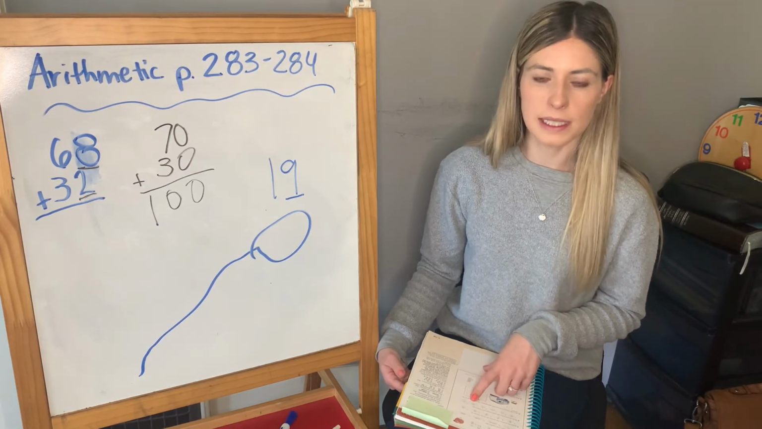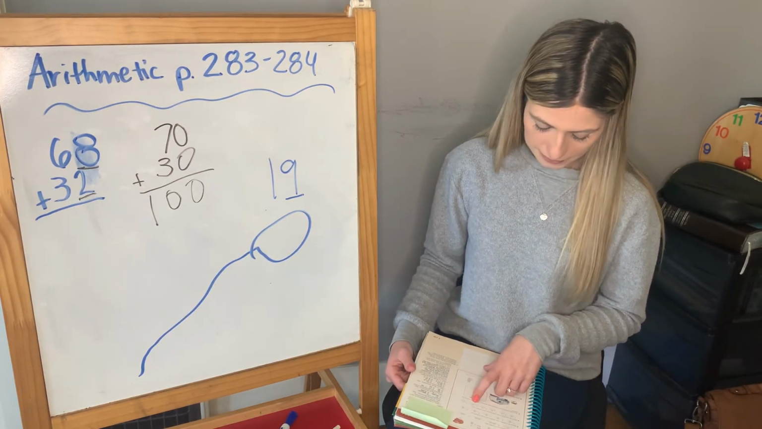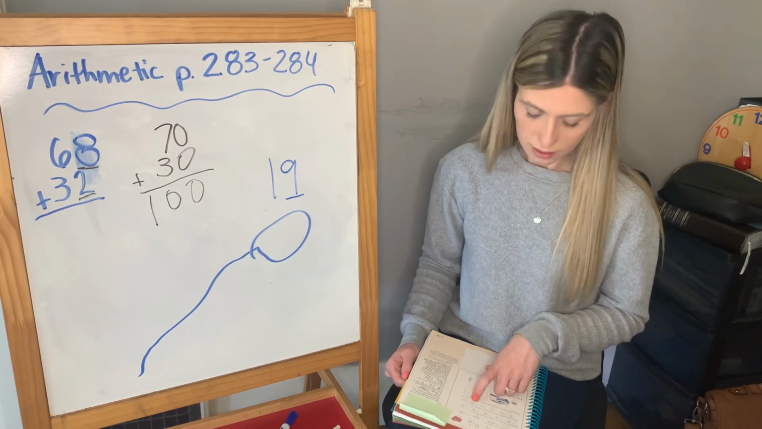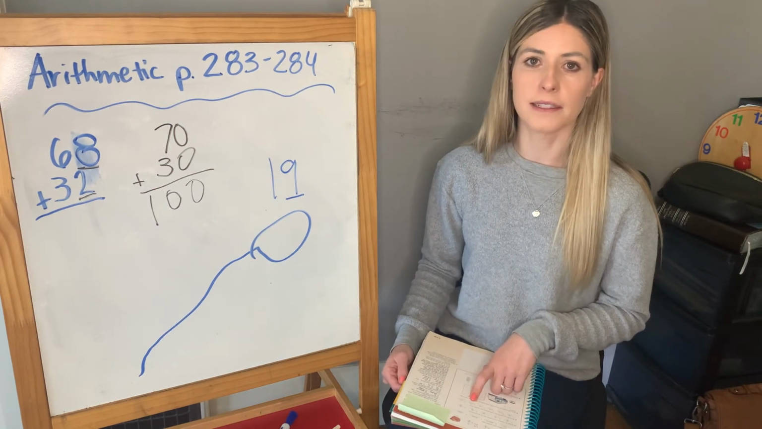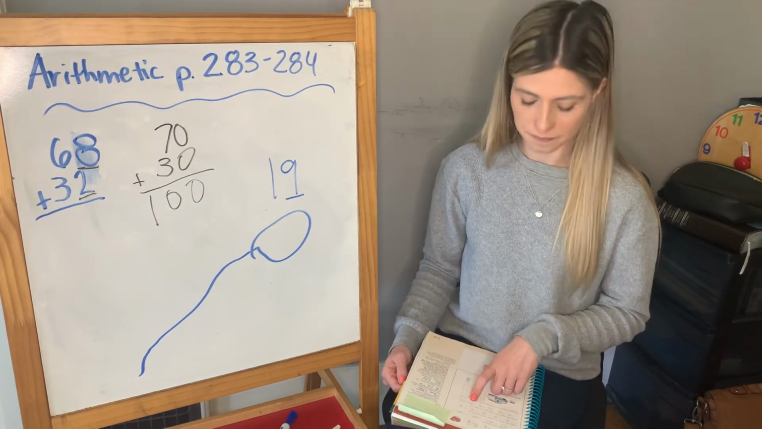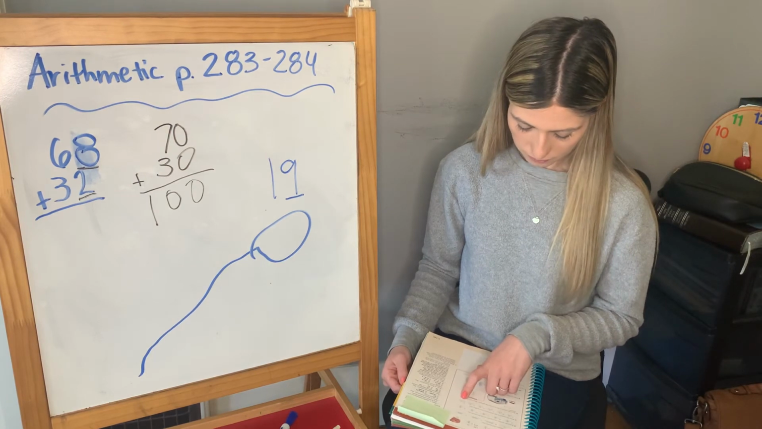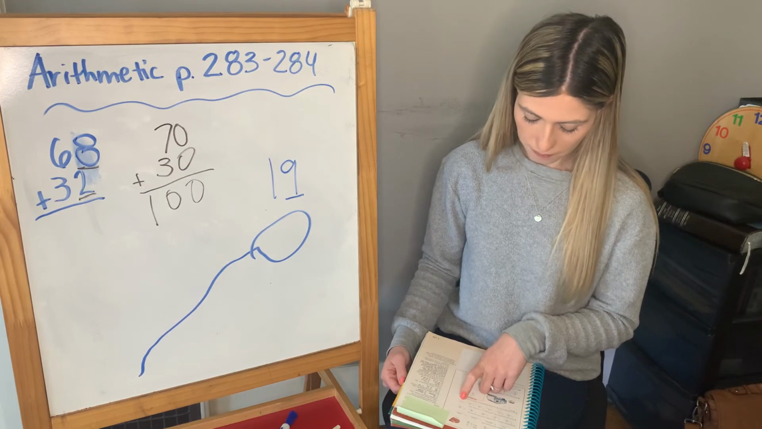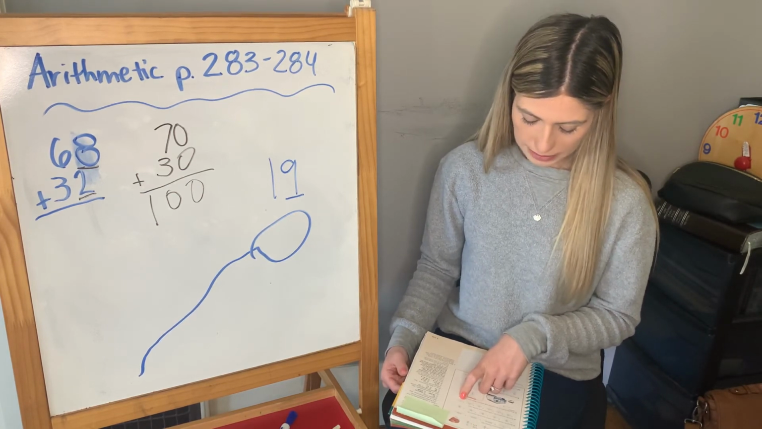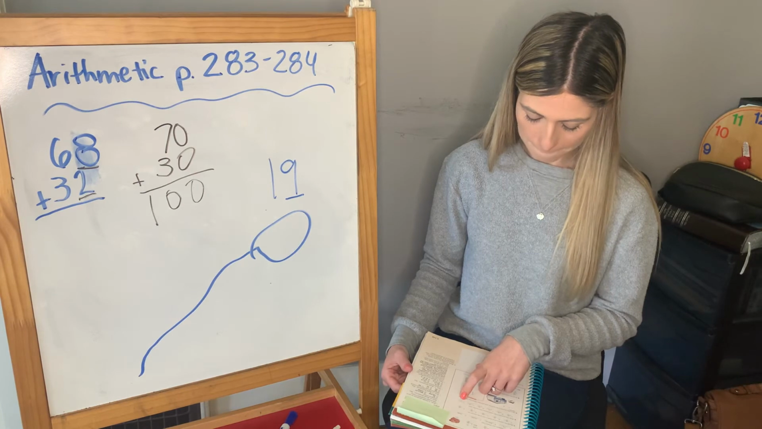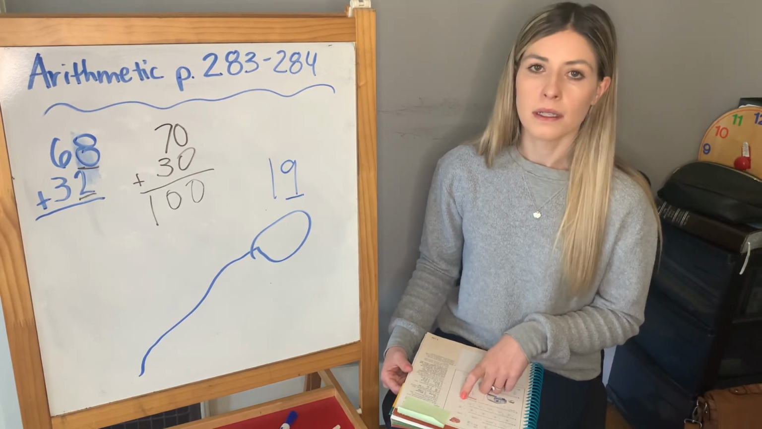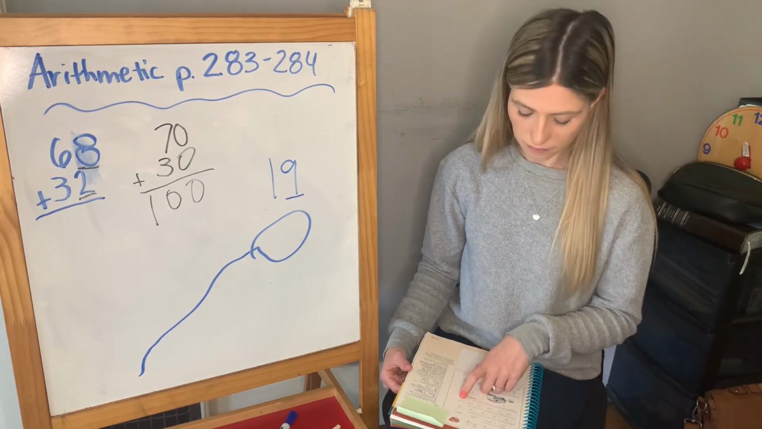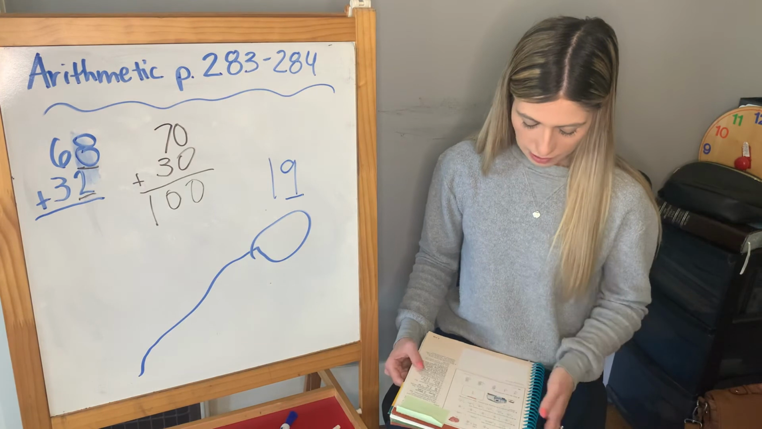E is a long one. Listen carefully. 4 plus 3 plus 5. F, it's also a long one. 9 minus 6 plus 4. That's it for section 4.